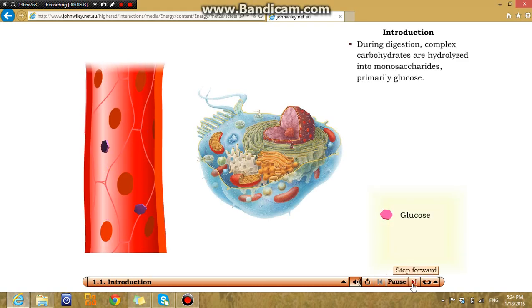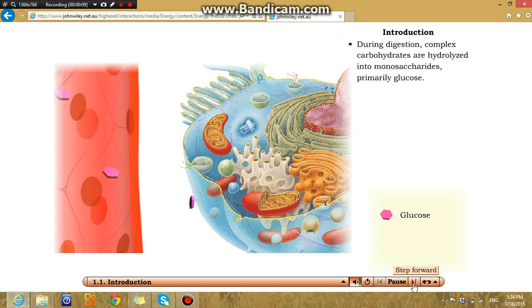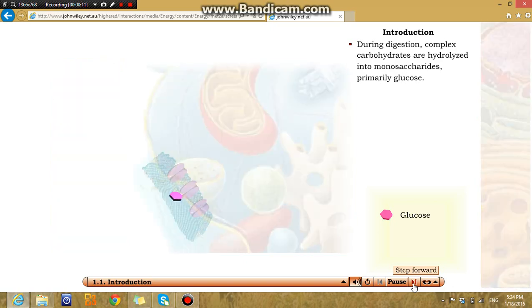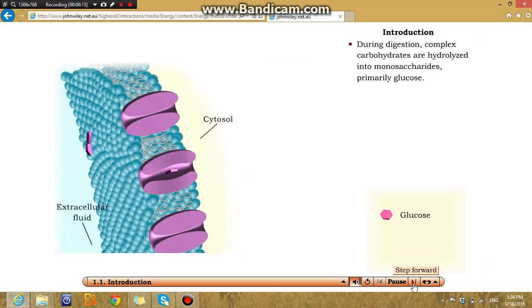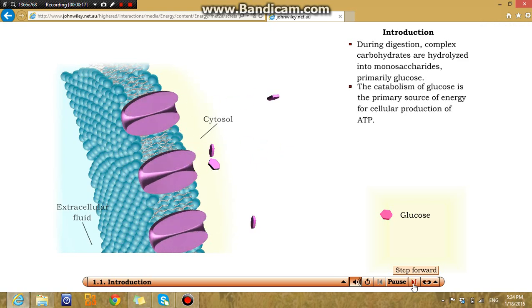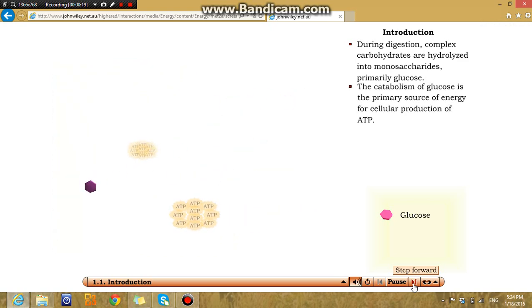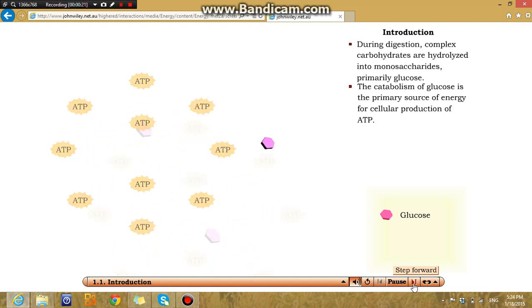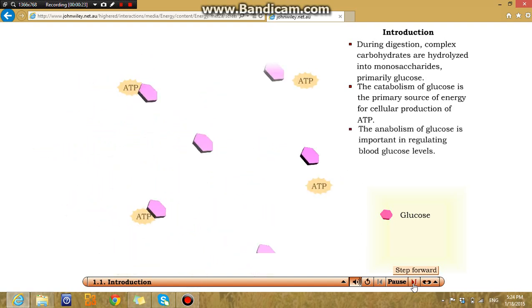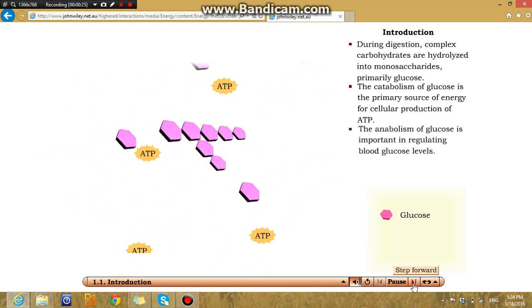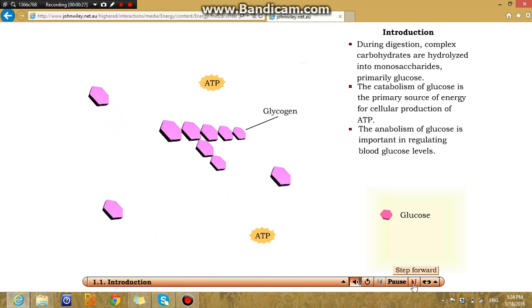During digestion, complex carbohydrates are hydrolyzed into monosaccharides, primarily glucose. The catabolism of glucose is the primary source of energy for cellular production of ATP. The anabolism of glucose is also important in order to regulate blood glucose levels.